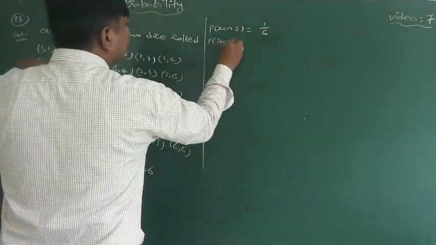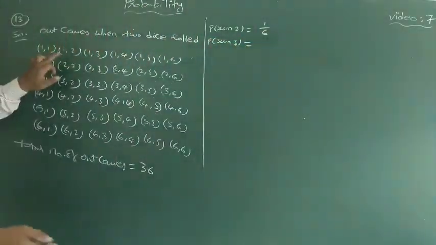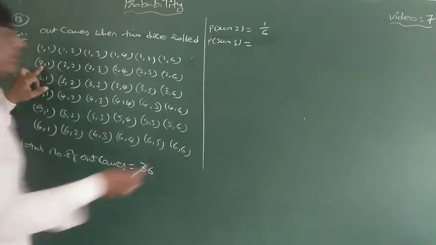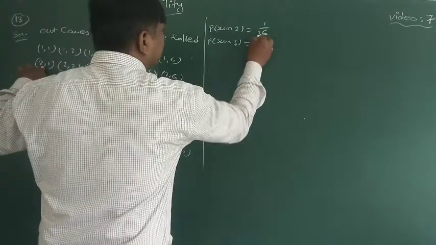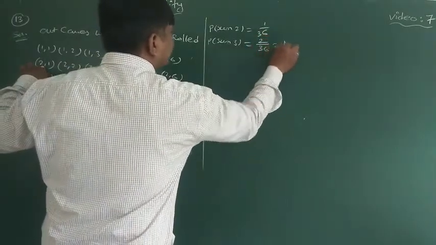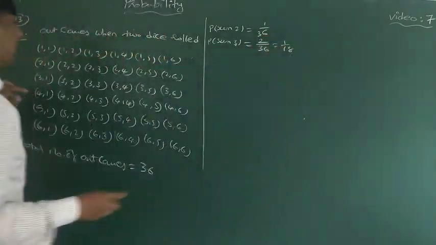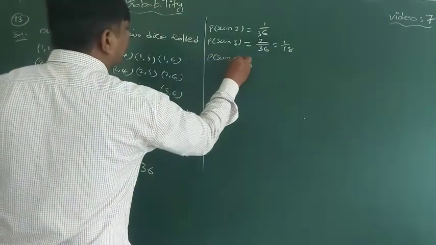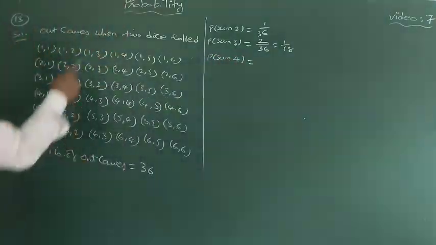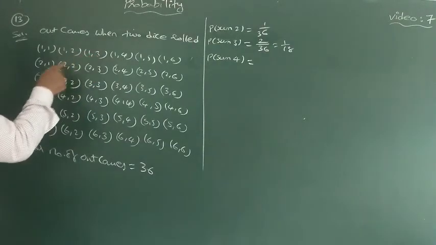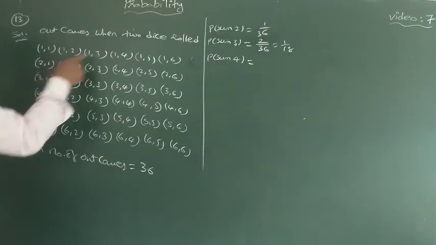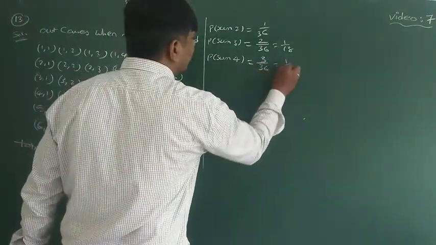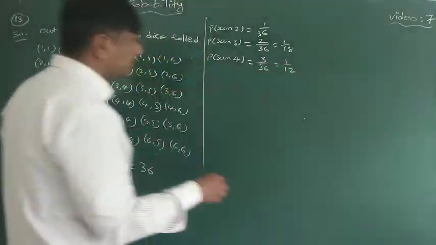Probability of sum 3: when you get 1 plus 2, 3, and 2 plus 1, 3, diagonally. That means 2 by 36, which is 1 by 18. And the probability of sum 4: when you get 3 plus 1, 4; 1 plus 3, 4; 2 plus 2, 4. That is 3 by 36, equal to 1 by 12.